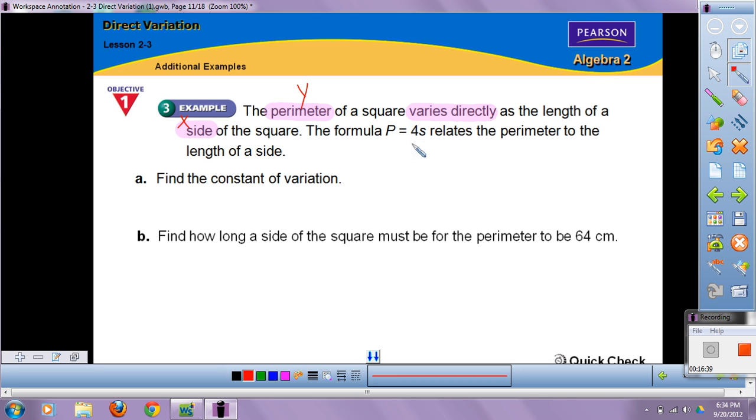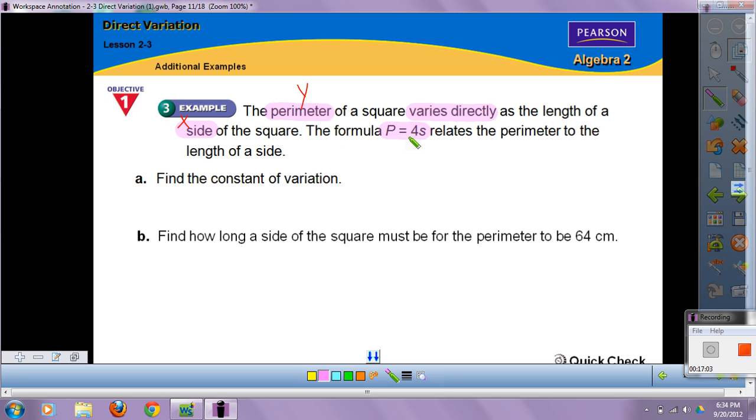So instead of using y and x, they used p and s, but we know it's y equals a number times x. In this case, since our y is perimeter, p equals a number times s. They gave us that important formula, p equals 4s. So if you're just writing important information, here's what I'd write. Perimeter varies directly with side. And then, of course, the formula, p equals 4s. And it relates the perimeter to the length of a side.